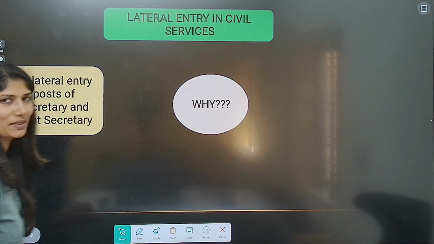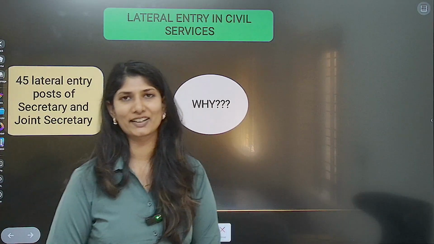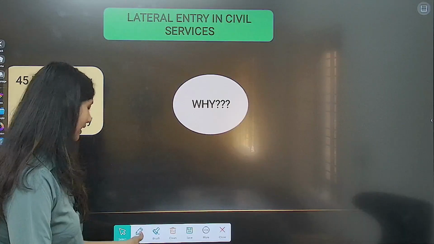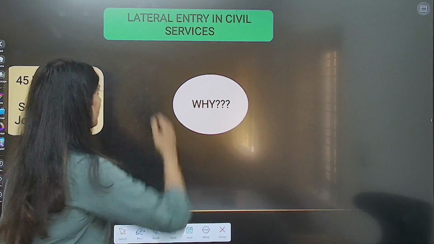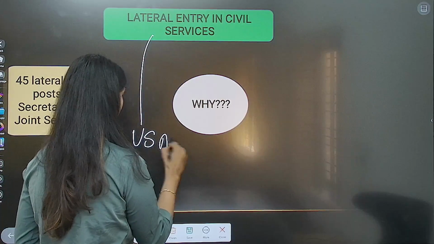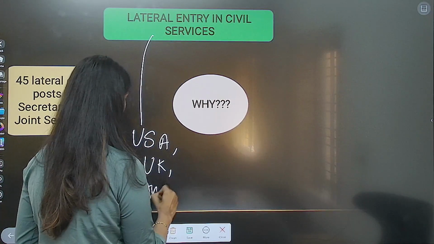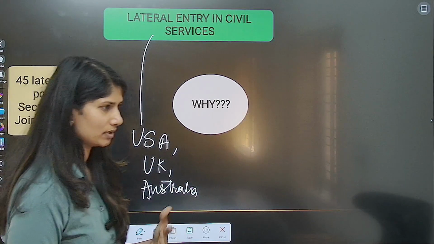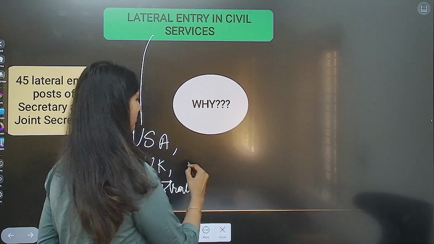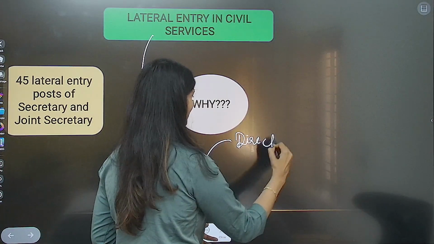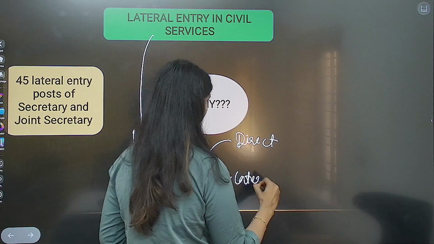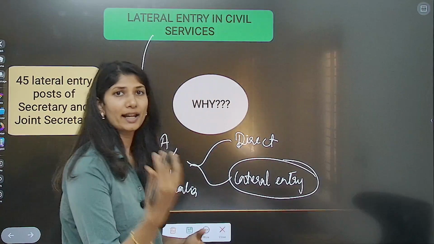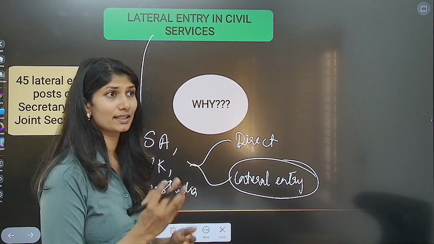Okay, the next topic that we will be discussing is lateral entry into civil services. First, we'll understand the concept of what is lateral entry, and which countries follow it. For example, countries such as the USA, UK, Australia follow hiring through both direct entry as well as lateral entry. Again, lateral entry means you are trying to bring expertise into the government at higher level posts.